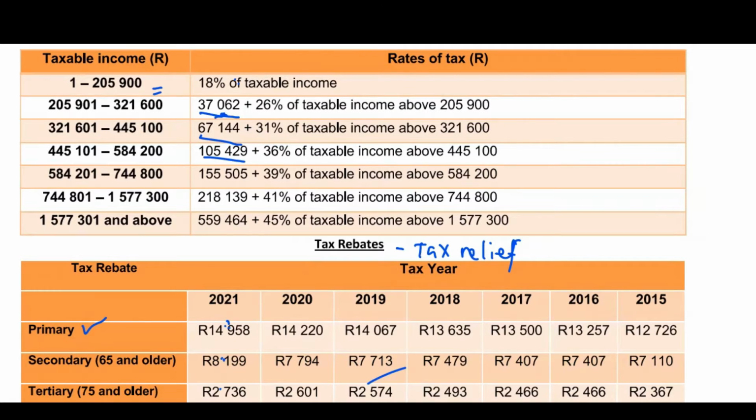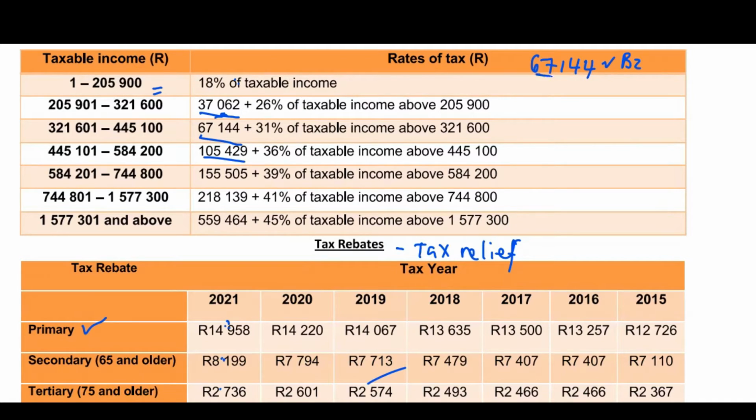For example, how was 67,144 determined? This comes from bracket number 2. So it's the maximum in bracket number 2, minimum in bracket number 3. But then how was it determined?